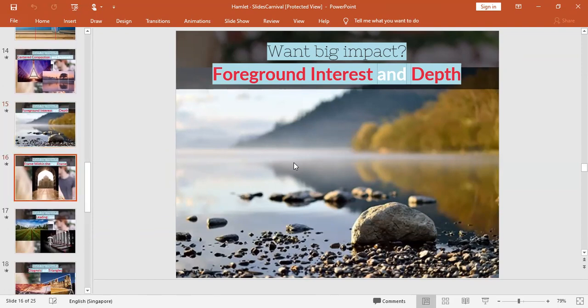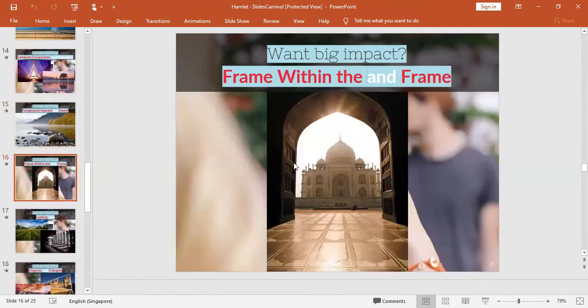You can also use this foreground composition to show the quality of the image. And then frame within a frame. That means you are taking a picture through something else. To show your photo in a beautiful way, the object either already has a frame, or you can take the picture through a frame, like a mirror or a hall. You can use whatever you are shooting through as a frame.